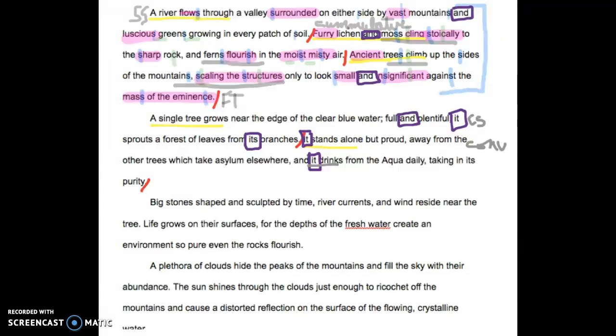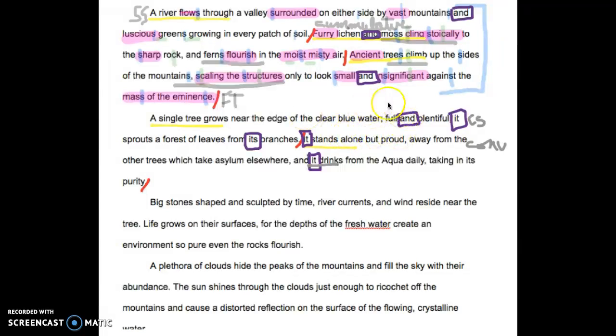The second sentence, I would argue, is a cumulative sentence. It takes several independent clauses and combines them together. The last sentence in the first paragraph is a freight train sentence. A freight train takes an independent clause and then adds structures after that add detail, and I believe that's what is happening here. In the second paragraph, a single tree grows near the edge of the clear blue water; full and plentiful, it sprouts a forest of leaves from its branches. I believe it is also a cumulative sentence.